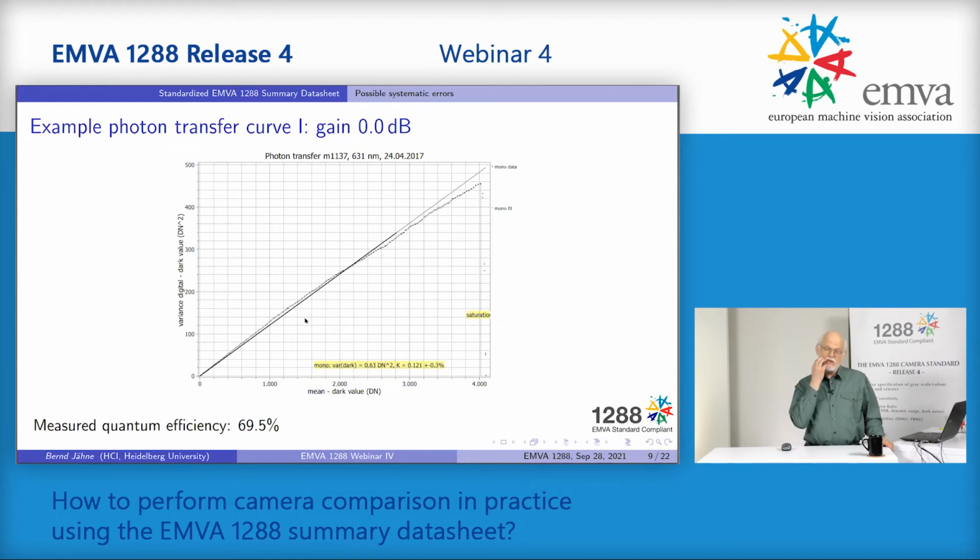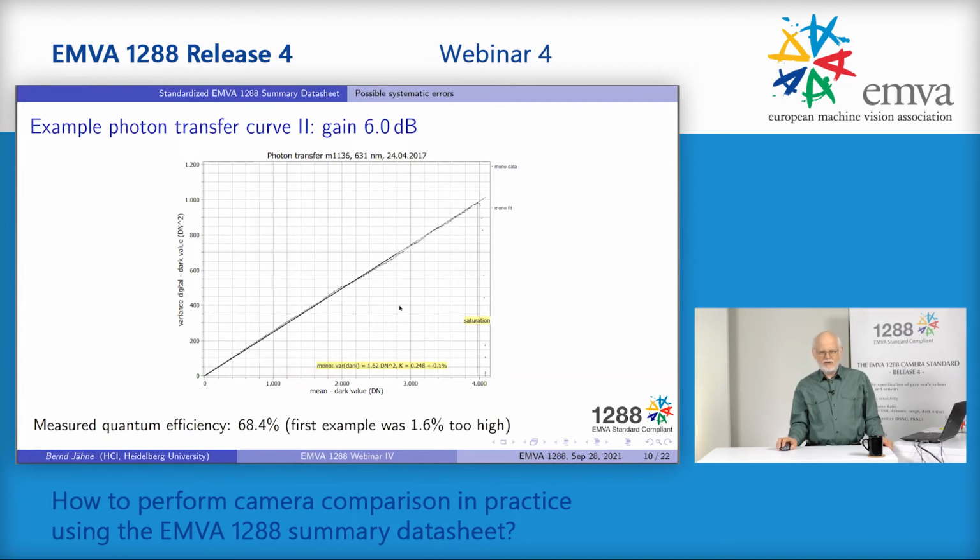And a trick which typically good people who are well adapted to the 1288 standard know, is the following: I will make another measurement with a higher gain, because then the camera is more linear, and then check what I get. Then I get an idea of how large the error is. And here you see the same camera measured at a higher gain, and now you see a perfectly linear photon transfer curve, and now you measure 86.5%.